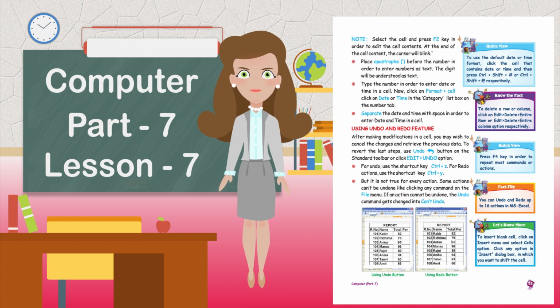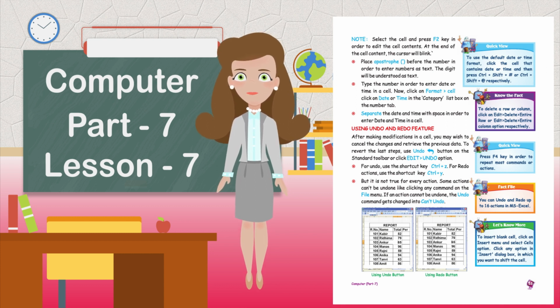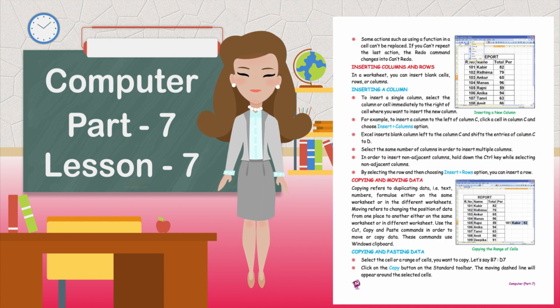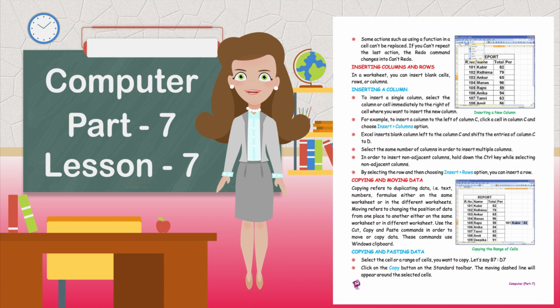But this is not true for every action. Some actions can't be undone, like clicking any command on the File menu. If an action cannot be undone, the Undo command changes into Can't Undo. Some actions, such as using a function in a cell, can't be replaced.